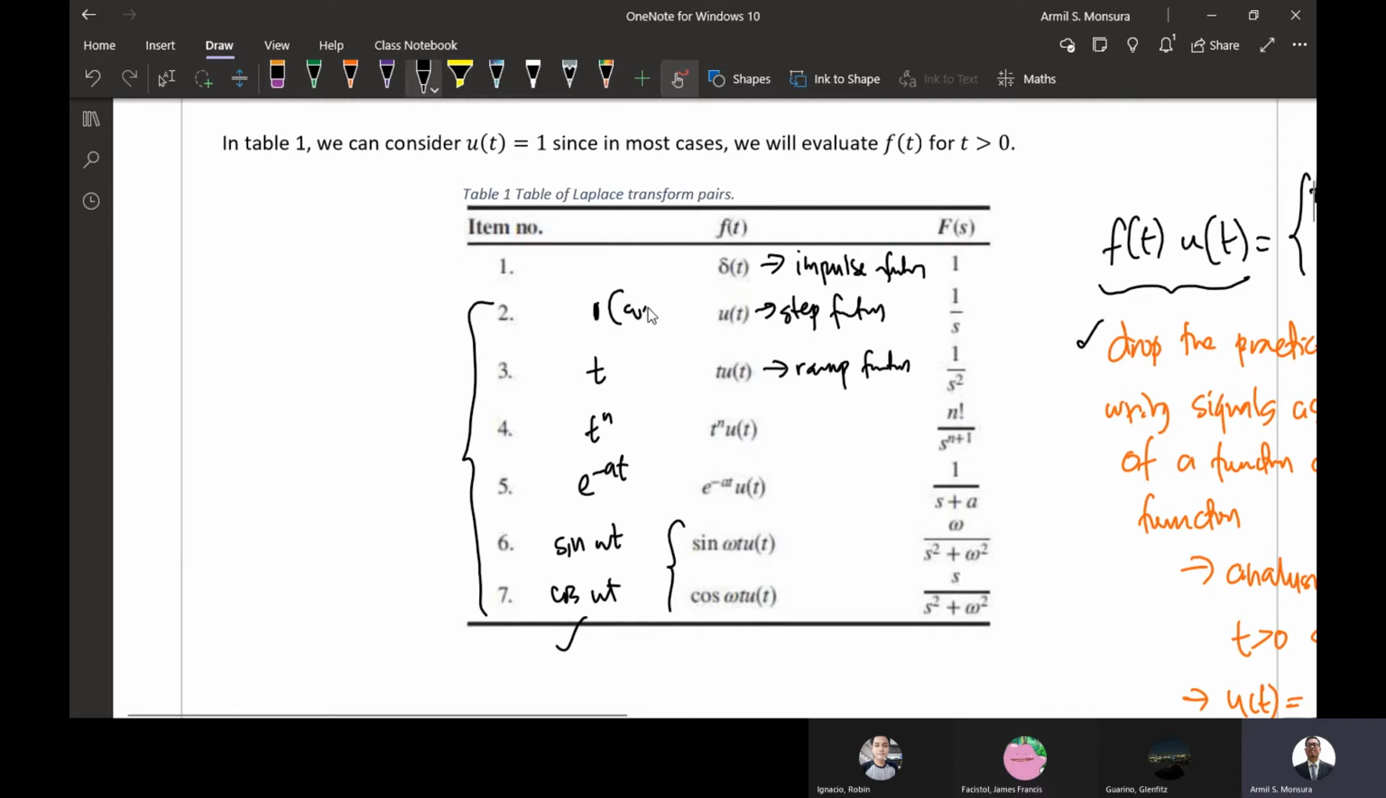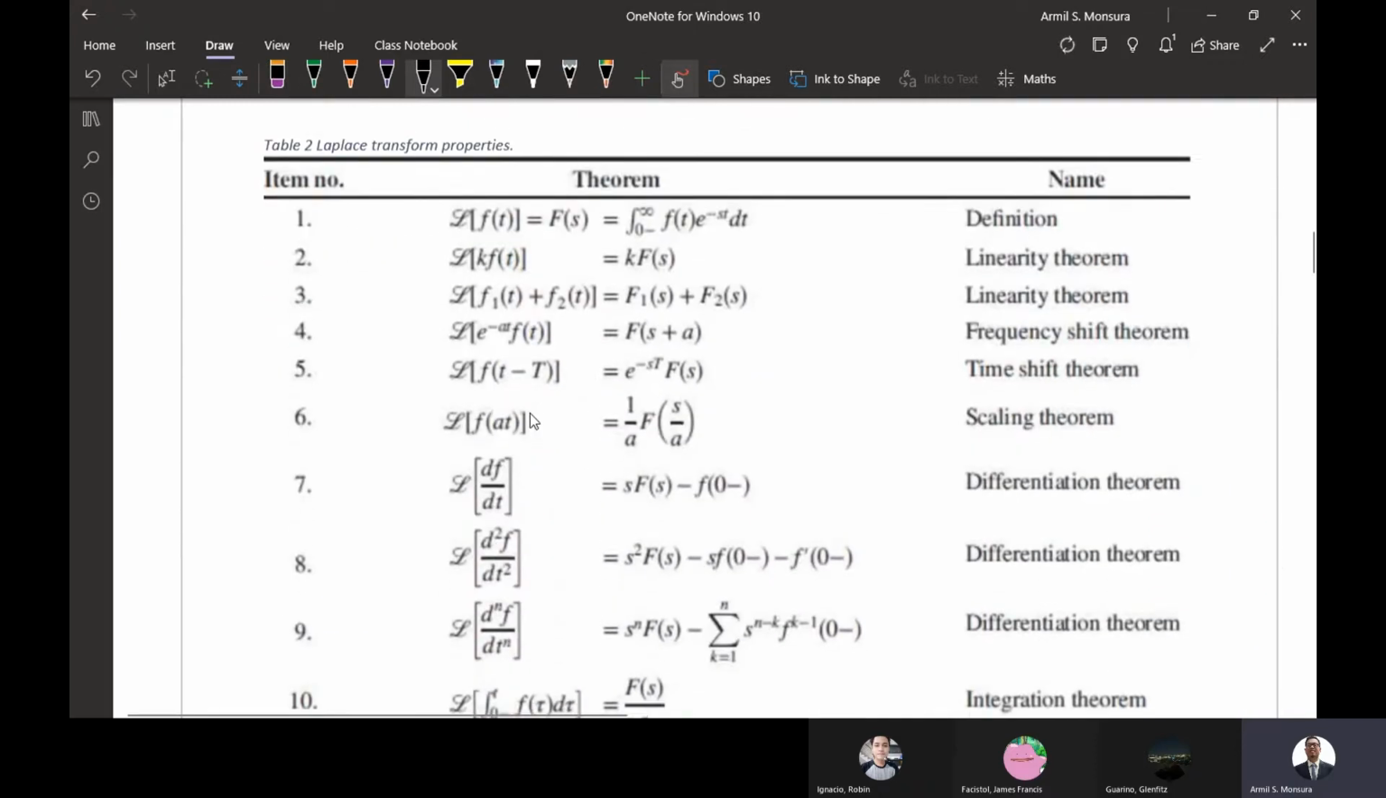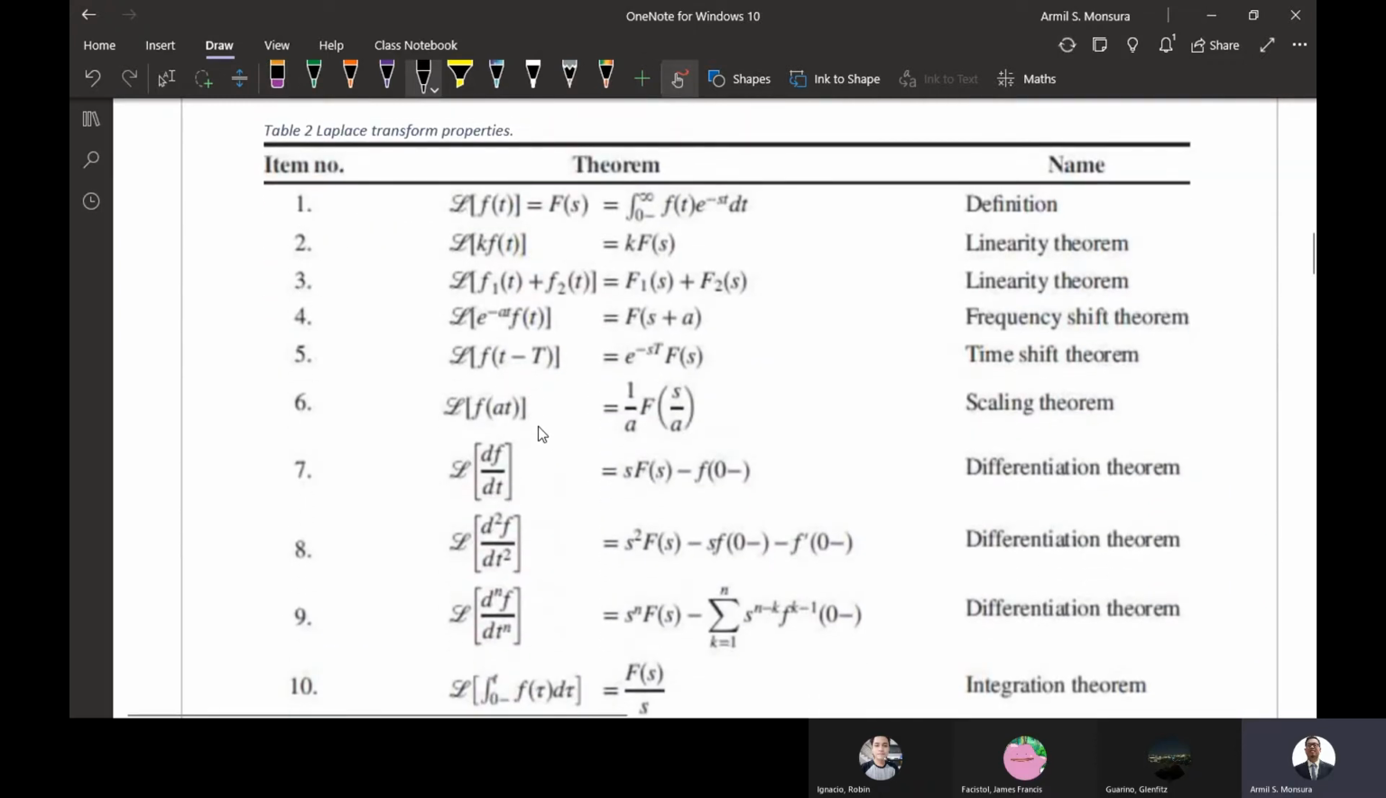Nilagay yung constant function. Constant function. This is an exponential function. And sinusoids. Yan. Okay, kasi mamaya kailangan itong table sa example. Now, let's look at table 2. Okay, table 2 lists the Laplace transform properties.